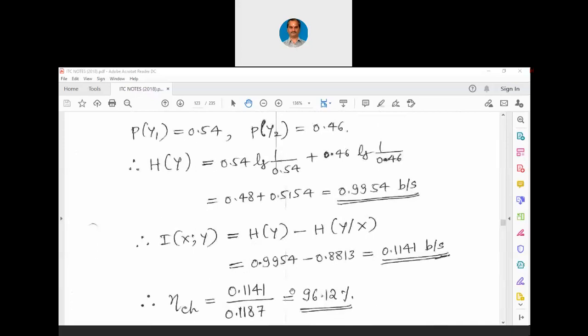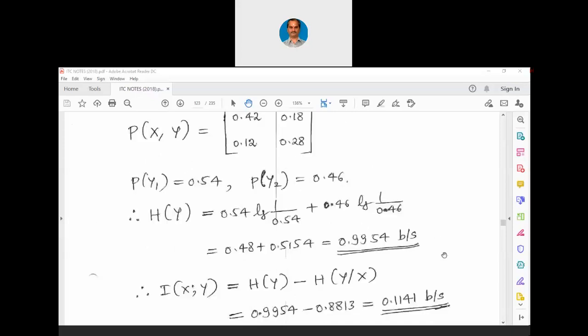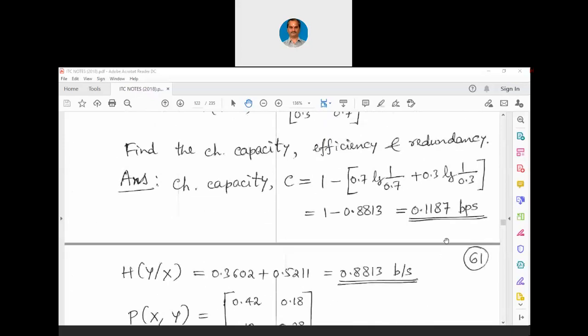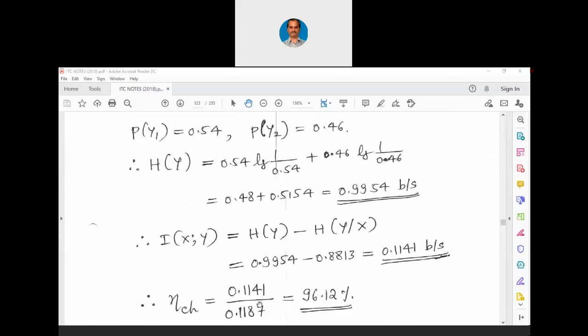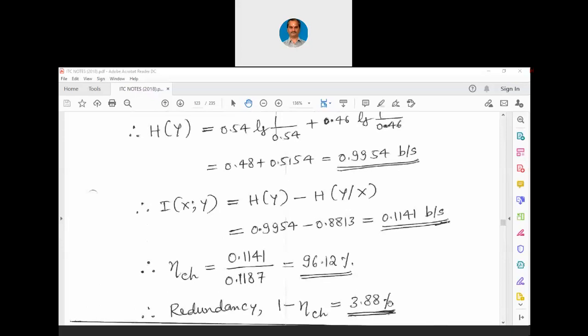So the efficiency is 0.1141 by 0.1187. What is this 0.1141? Mutual information. What is this 0.1187? That is the C. We already know this efficiency is I of X semicolon Y divided by C. So 0.1141 divided by 0.1187 is 96.12%. So the redundancy is 1 minus eta channel is 3.88%.